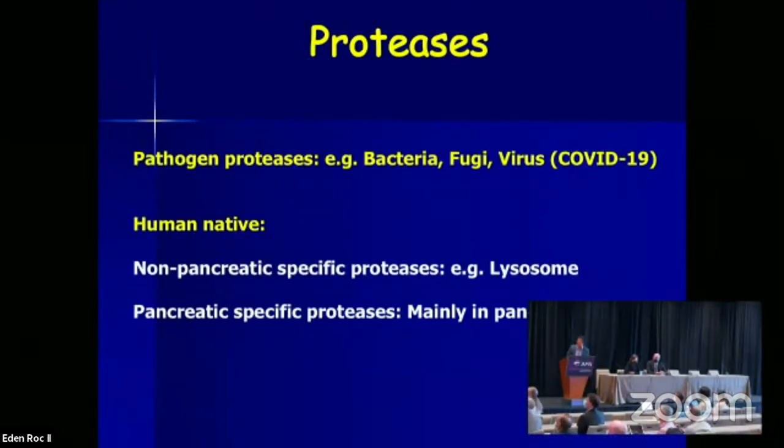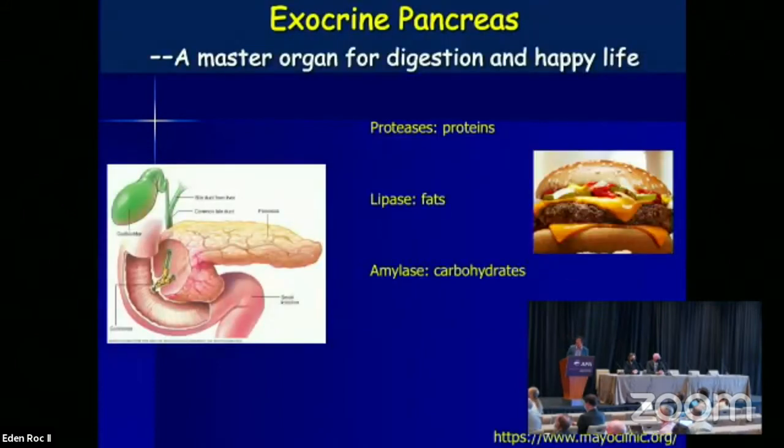But let's group them in another way. In disease conditions, there are pathogen proteases, like bacteria, fungus, and even viruses like COVID. They use the protease in their own life cycle and also in disease. But among human native proteases, we can characterize them as non-pancreatic-specific protease like lysosome protease, which is in every cell, and also pancreatic protease, which is mainly expressed in the pancreas. As you know, the pancreas is a must-have organ for digestion, because the pancreas secretes a lot of digestive enzymes, including protease, lipase, and amylase.